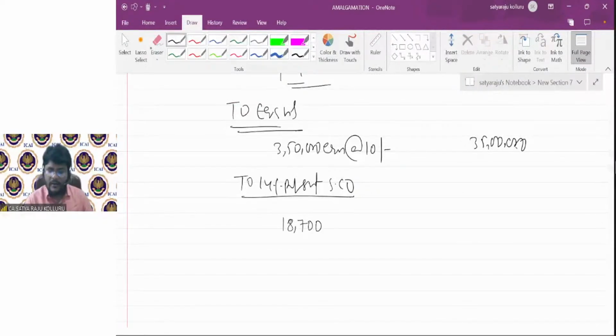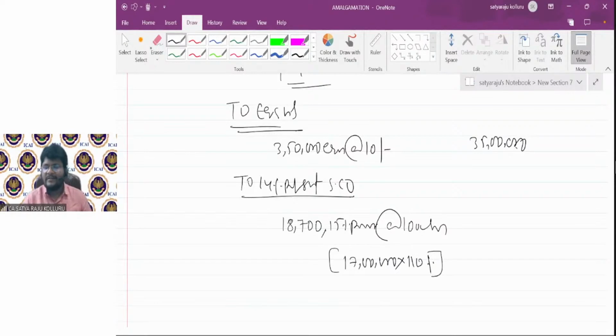18,700, 15% preference shares at the rate of 100 each. How you are getting that? 17 lakh into 110%, you are getting 18 lakh 70,000. 18 lakh 70,000 divided by 100 rupees, which is 18,700 preference shares only. That is 18,700, 15% preference shares at the rate of 100 each, which will become 18 lakh 70,000.